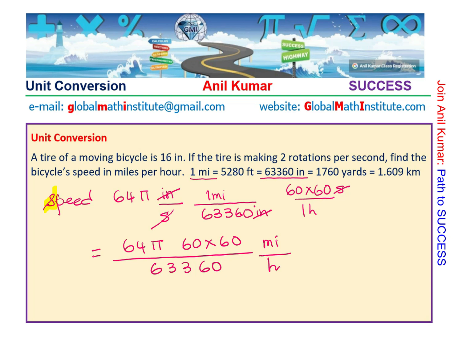Now we are going to use the calculator to calculate this, and we get this as equal to 11.42 miles per hour. Makes sense? So that is how we convert the speed, which was in inches per second, into miles per hour. Perfect. I hope the concept is absolutely clear.